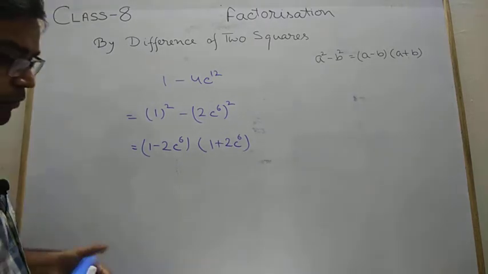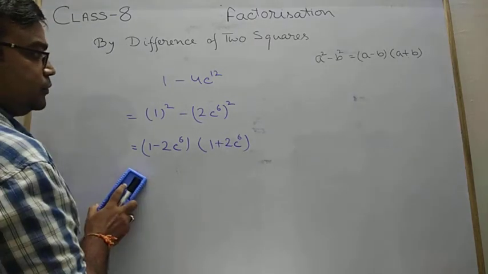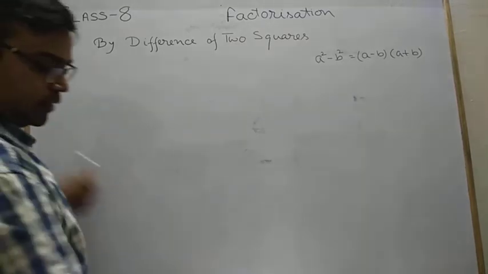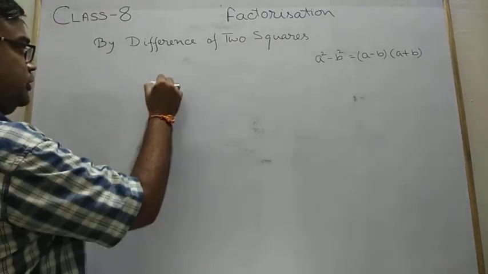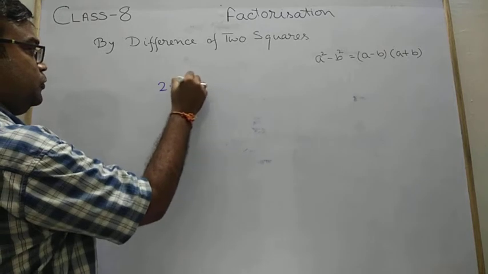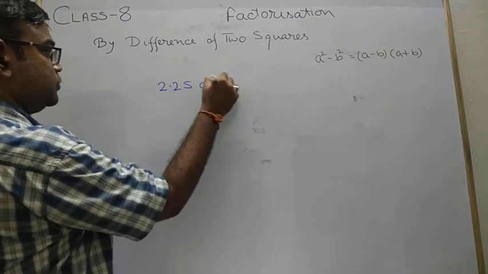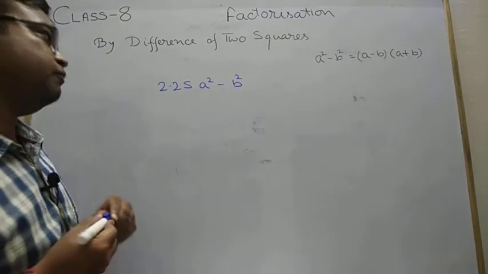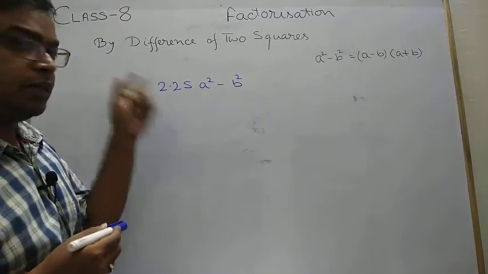Okay, this decimal one, 2.25. It says 2.25 a square minus b square. If a decimal is given, avoid the decimal. First try to find out the square root.